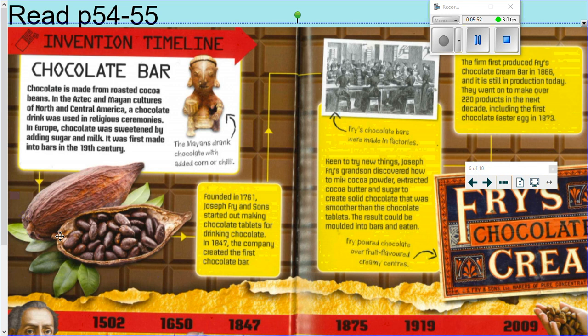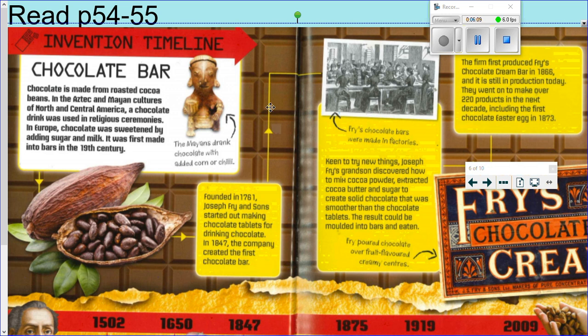Okay, let's follow our flowchart. Founded in 1761, Joseph Fry and Sons started out making chocolate tablets for drinking chocolate. In 1847, the company created the first chocolate bar. Big thank you to them.